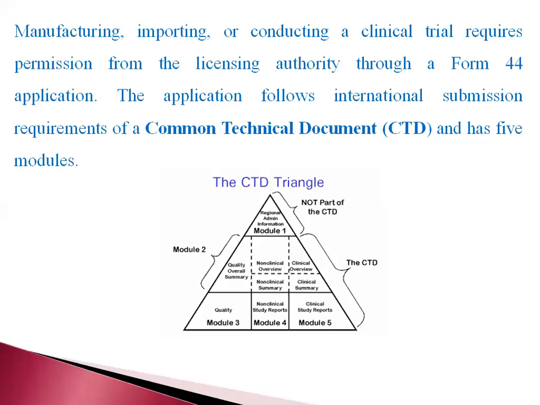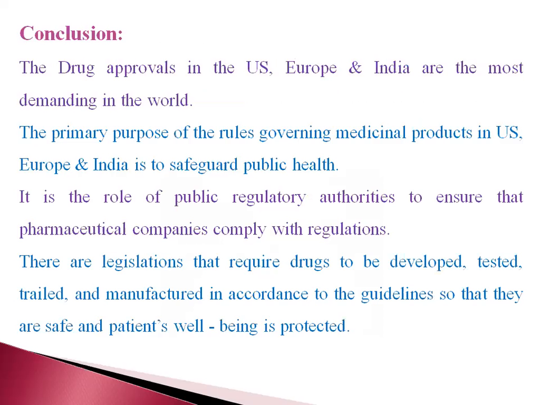Module 1 is with respect to regional administrative information. Module 2 is related with quality overall summary, non-clinical overview, non-clinical summary, clinical overview and clinical summary. Module 3 deals with quality. Module 4 deals with non-clinical study reports, and Module 5 deals with clinical study reports. So we have categorized that common technical document into 5 different modules. As per requirement, we can consider those different modules.